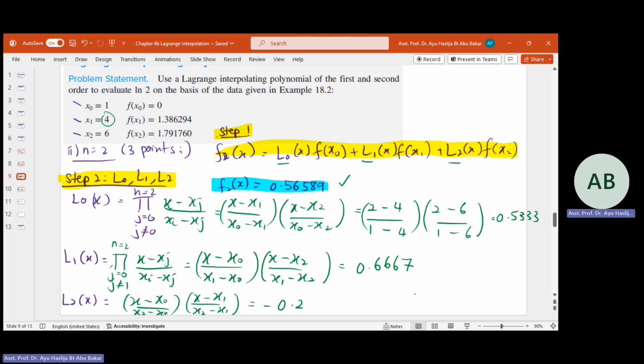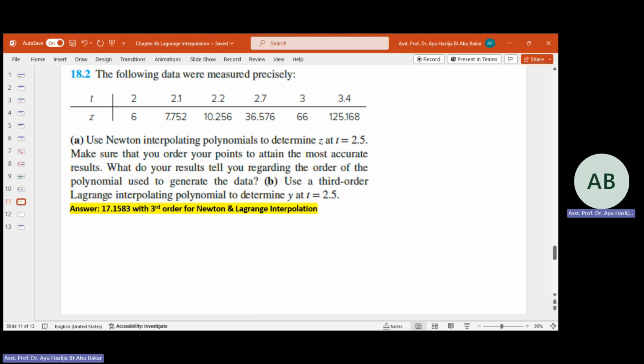Okay, so I can see all of you understand and know how to do it. So let's try this example. This one is also from the textbook.